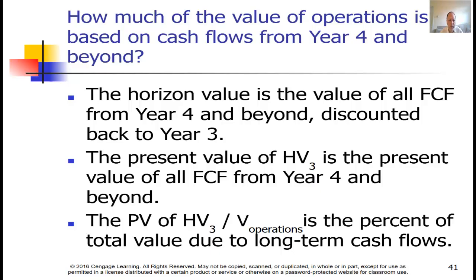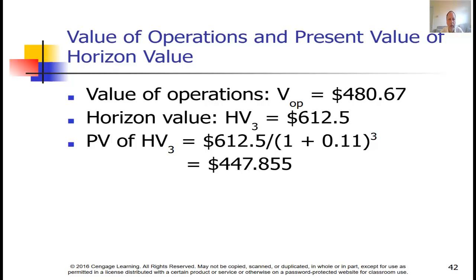If we were to take the present value of the horizon value divided by the value of operations, that is the present percent of total value due to long-term cash flows. Calculating this mathematically, we have the value of operations and the present value of horizon value. We showed that the value of total operations is $480.67 million. We showed earlier the horizon value was $612.5 million.